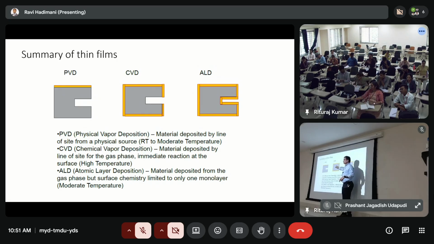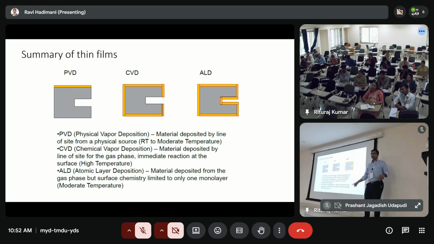So atomic layer deposition is nothing but a fancy chemical vapor deposition, but this is more conformal. Okay.